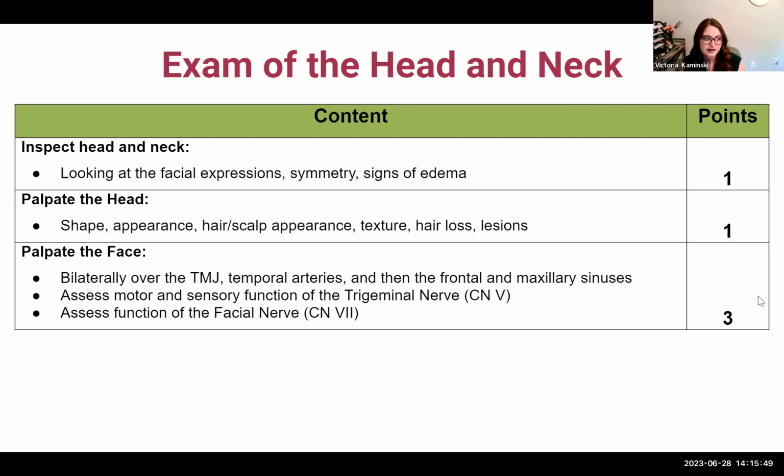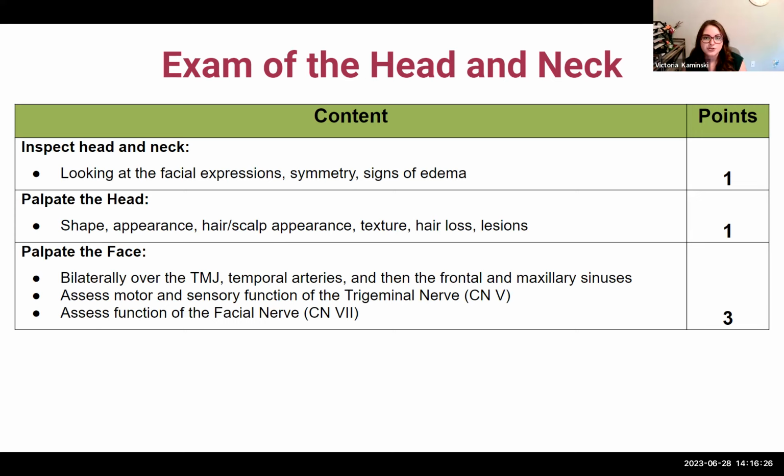Exam of the head and neck. So you're inspecting the head and neck, looking at the facial expressions of the patient for facial symmetry, any signs of edema. You're then going to palpate the head and the scalp for shape, appearance. You're going to mention any of the scalp appearance, texture, hair loss, and lesions. And then you're going to palpate the face. And this is going to give you 3 points for just palpation of the bilateral TMJ, the temporal arteries, and then you're going to palpate over the frontal and maxillary sinuses right here in the frontal. Assessing the motor and sensory function of the trigeminal nerve, as well as assessing the function of the facial nerve.